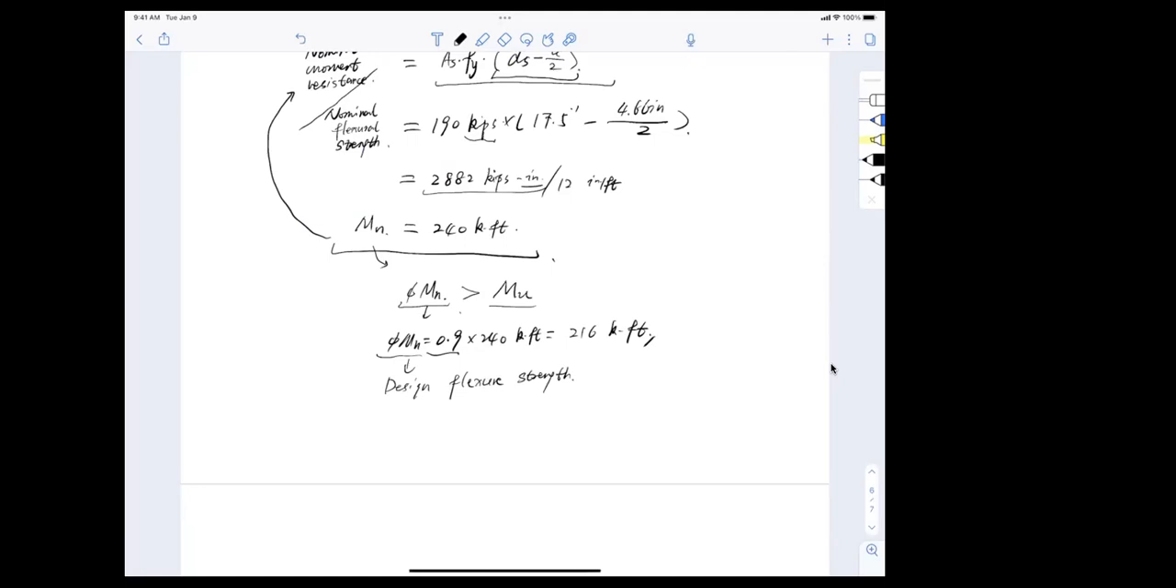All right, now at this point, we're done. But you may ask a question, what is Mu? Well, I haven't given you the Mu, right? Why is that? Because remember, this is only analysis, meaning you were given the section, you were given the details, and you just have to find out the design moment resistance. You don't care whether the design is adequate or not, okay? All right, so we're good, right?